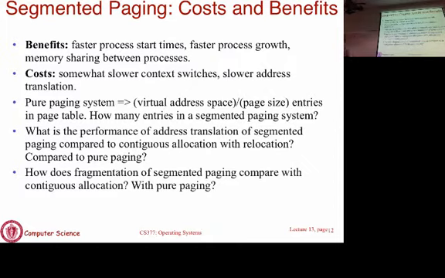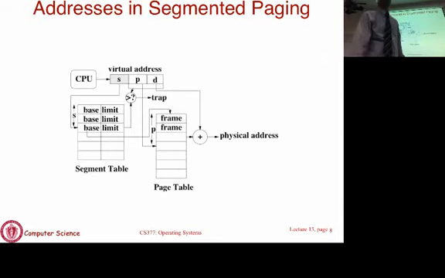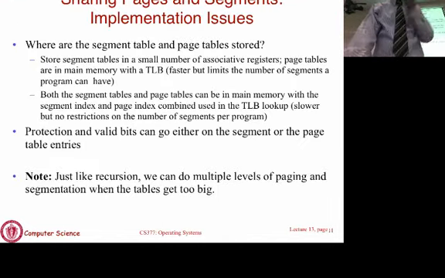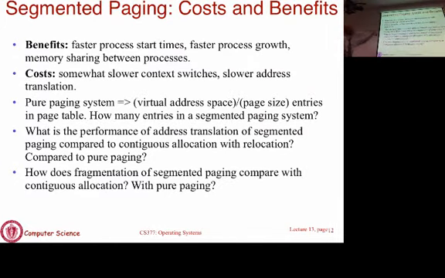The disadvantage is your address translation is still going to be somewhat slower, because there are two lookups to do. First, you look up the segment table, then you look up the page table. Yes, we have made it as efficient as possible by storing the segment table in registers and caching the TLB entries. But nevertheless, there are two lookups to perform. This is something that we have to realize. So there is going to be a price, which is that address translation is slower.